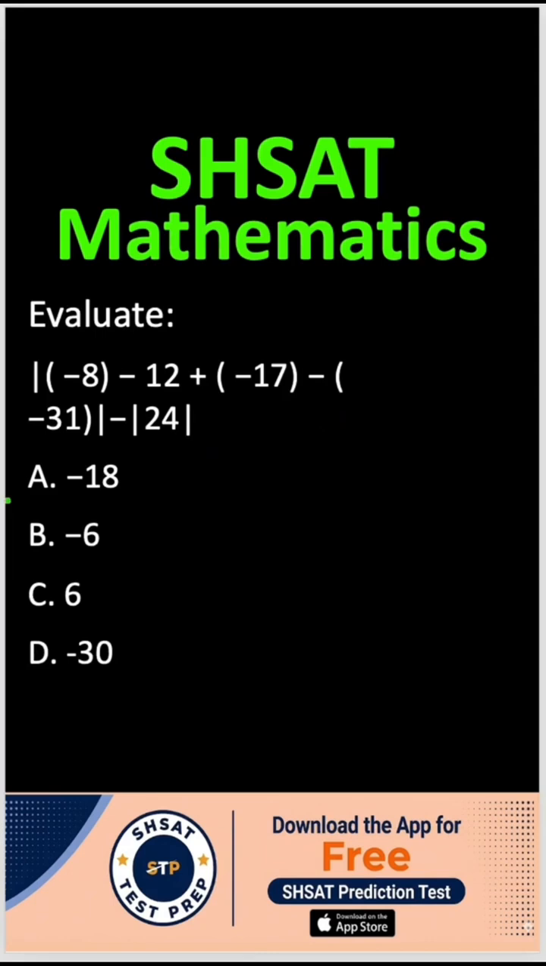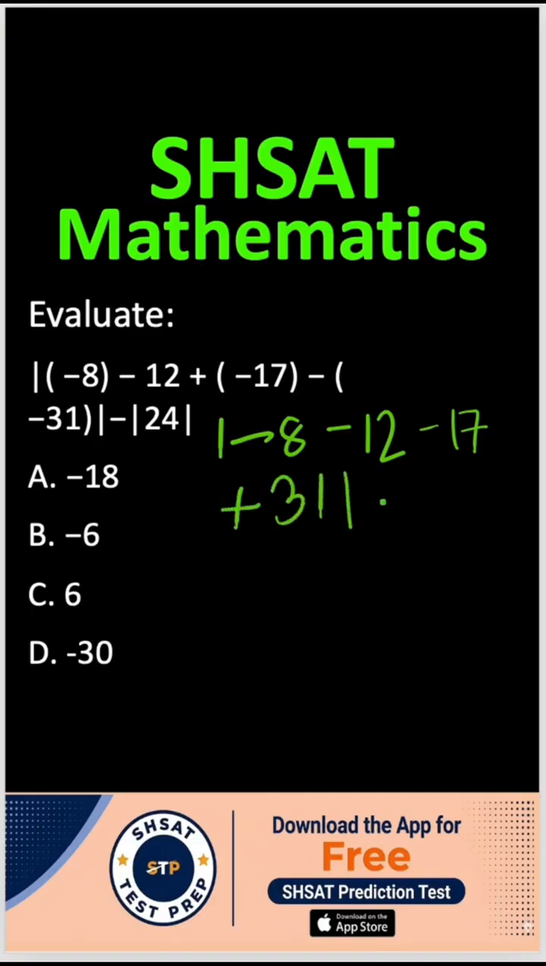Next, we have, evaluate the absolute value of (negative 8 minus 12) plus (negative 17 minus (negative 31)) minus the absolute value of 24. So first, let us get rid of the parentheses. So that's negative 8 minus 12, negative 17. Now negative times negative basically gives us positive. So that's positive 31 minus the absolute value of 24.